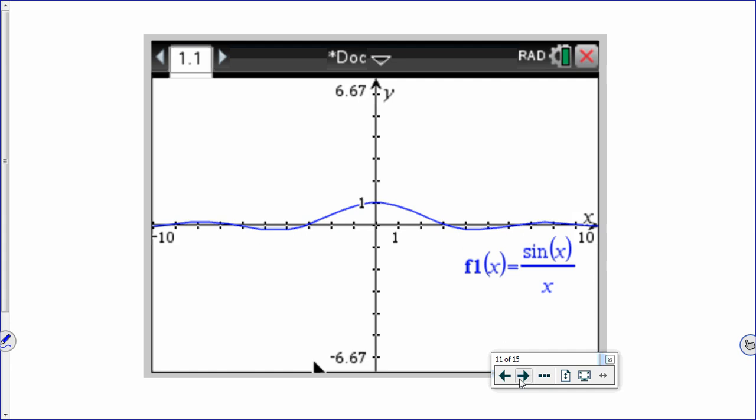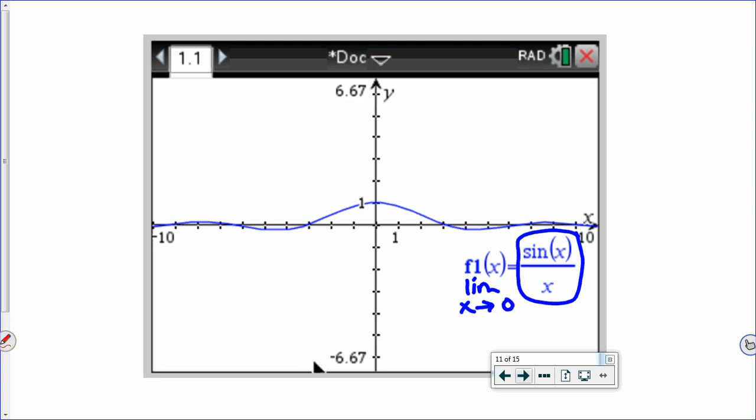Here it is. Okay, so here's the function sine x over x. It's graphed in radians. I'm looking for the limit as x goes to 0, right? And I didn't type in any limits or anything. I just typed in the function sine x over x. But I remember that I'm looking for the limit as x goes to 0.